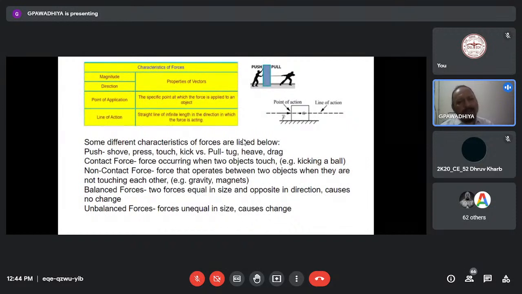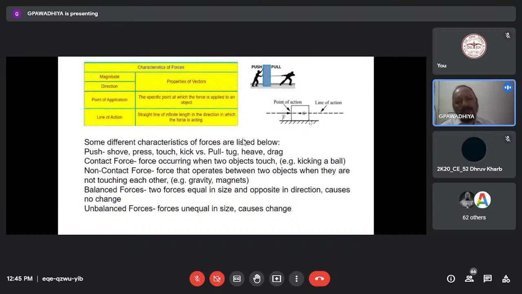Now, this we define as the characteristics of forces. Different types of forces we use in the analysis are physical phenomena. One is called push, and shove. Shove is a strong, hard push. Press and pressing, touching, kicking, versus pull or tug. Heave is a strong pull, a hard pull, and drag. Wind drag: when wind forces are there, during the rainy season we experience very strong winds, and on the surfaces of roofs, etc., they apply a kind of force which is tangential to the surface. That is called drag force. All these things we'll use somewhere, and I will discuss some examples again. Here drag is a contact force, so we define another term here, that is called contact force: force occurring when two objects touch. It's like here there is one contact force between the box and the surface.